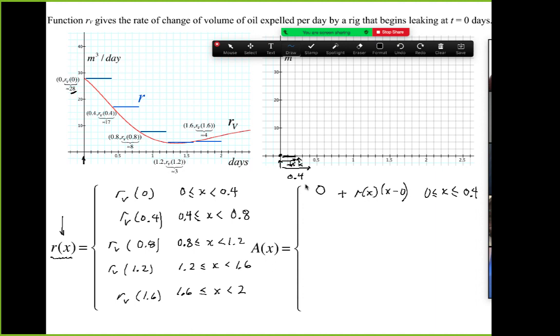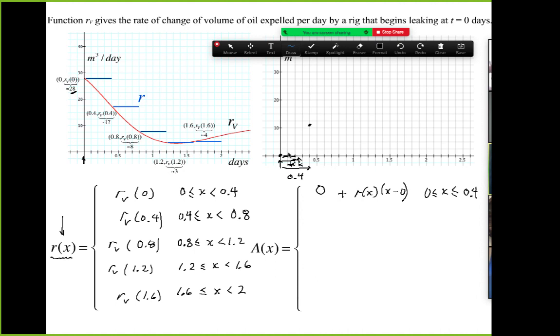So by the time we get to 0.4, what will we have? What will the accumulated oil be at 0.4? 10.8? Is that right? Check my math. The rate is 28 times the total change in x in the whole first interval. 0.4 is 10.8, or is it 11.2? 11.2. Okay, which is about where I put the thing anyway.